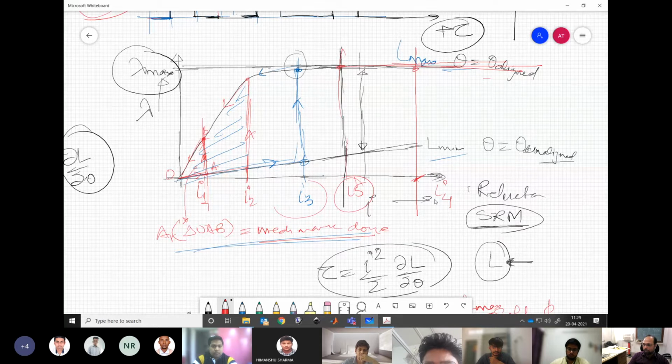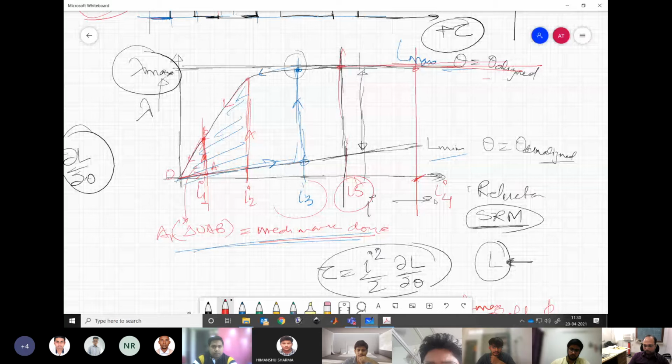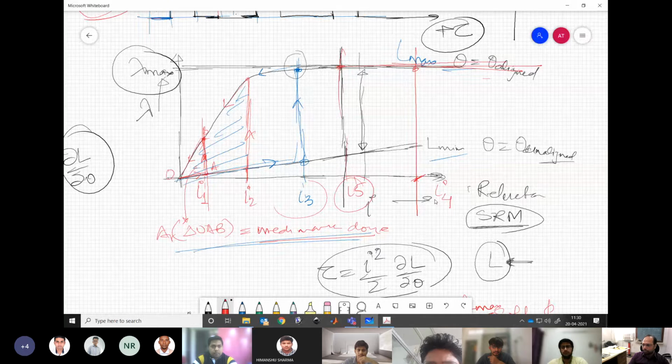Change in inductance will be minimum. Which inductance? L minimum to L maximum.